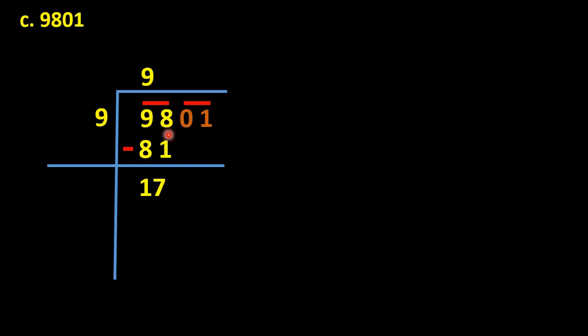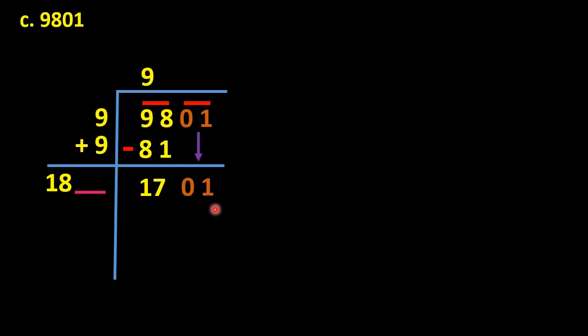And then we add this quotient to this 9 here. So it will be 9 plus 9, 18. And then we have to leave some space here. And after that, we need to bring the second period down, this 0 and 1. So altogether the number here is 1701.